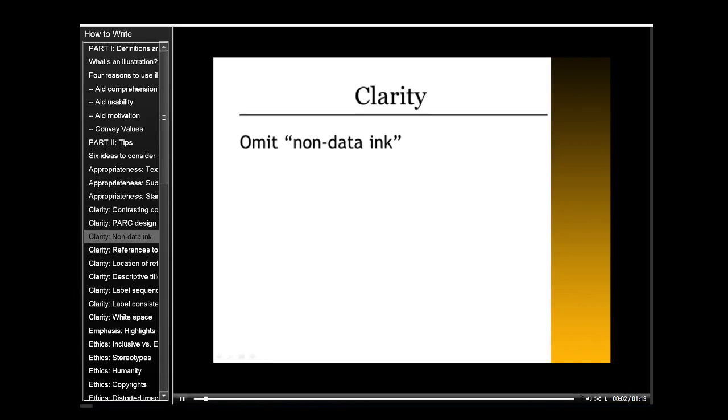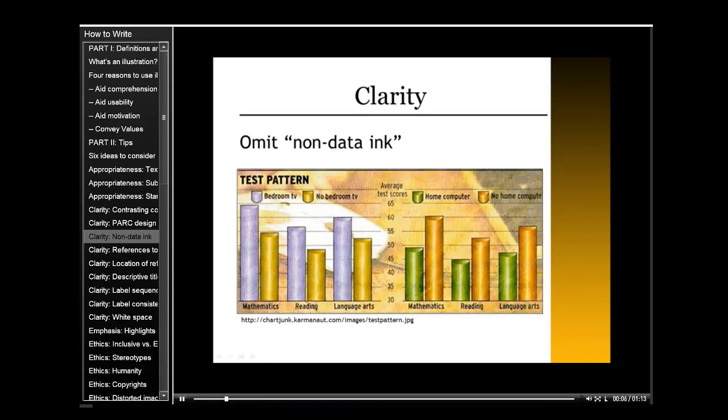You want to omit what we call non-data ink or chart junk. Here's a good example. Here's an image that's talking about the comparisons between math, reading, and language arts scores for people who do and don't have bedroom TVs and do and don't have home computers. That's fine and dandy. But let's talk about the non-data ink, though.